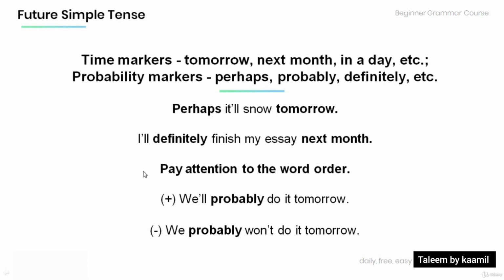Now make sure you pay attention to the word order. Positive sentence: we'll probably do it tomorrow. Negative: we probably won't do it tomorrow.